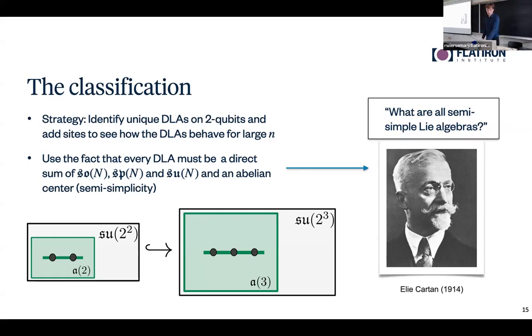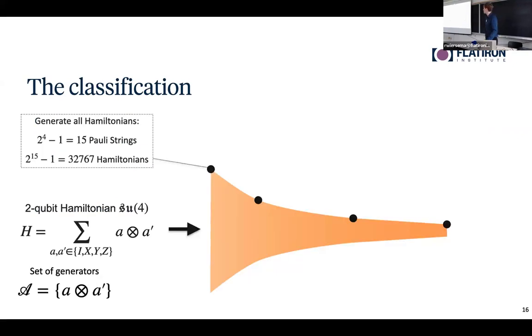Okay, so then how do we do this? The first step is kind of easy. There are 15 Pauli strings on a 2-qubit system. We generate the power set of all possible Hamiltonians that you can generate with these. So that gives you 32,767 Hamiltonians.